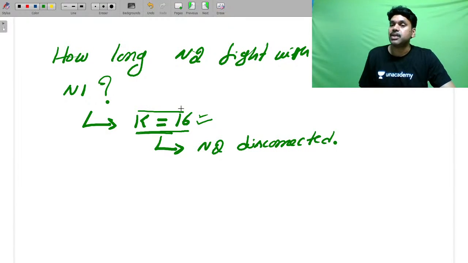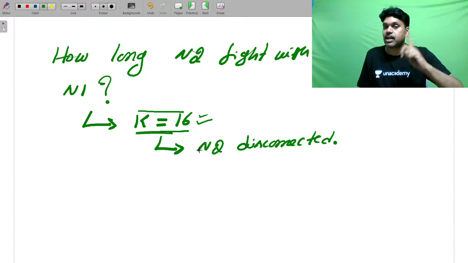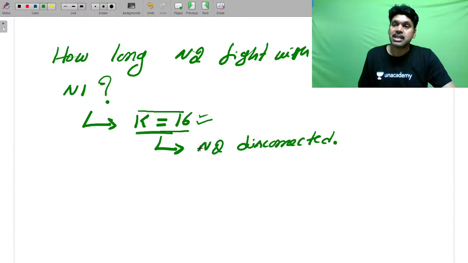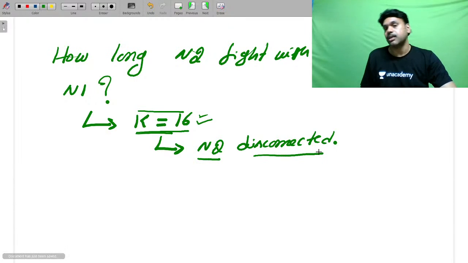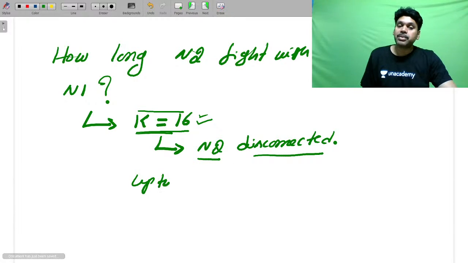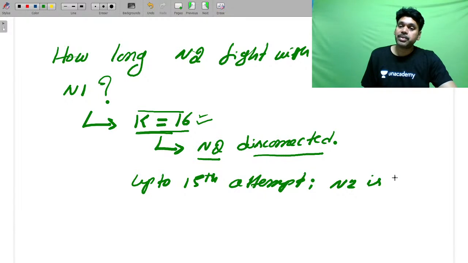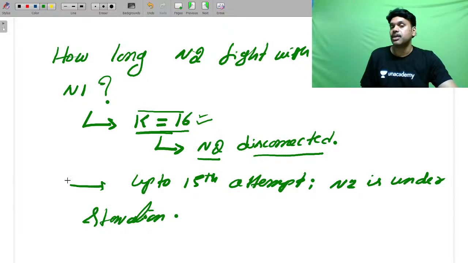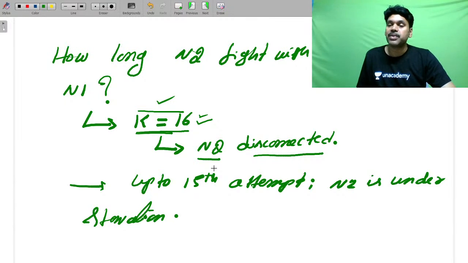Exactly when your 15 chances are completed, at 16 your call is going to be disconnected. Just in general I am saying. So N2 got disconnected. Therefore, up to the 15th attempt, N2 is under starvation. But anyhow, this is a limited starvation. Exactly when you reach k equal to 16, you are going to disconnect from the channel.